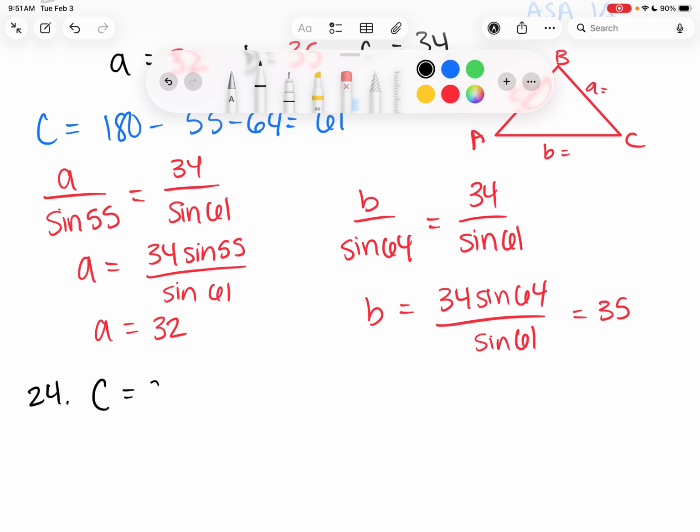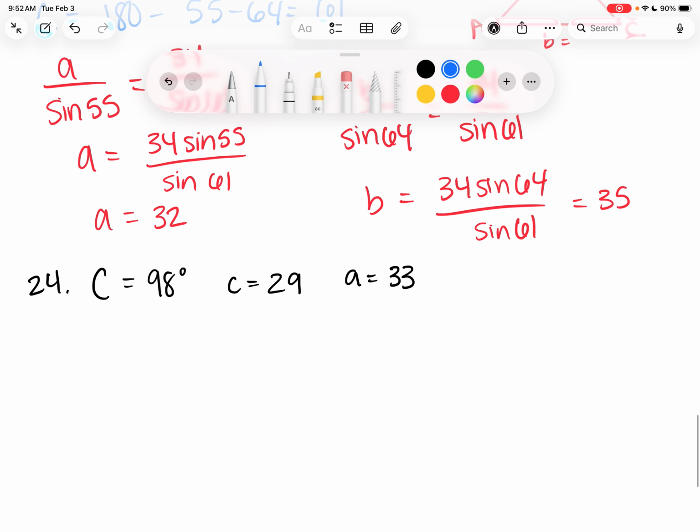Angle C is 98 degrees, side C is 29, and side A is 33. It is a side-side angle. So, one triangle? That's A is B. Wrong. It's no triangle, because C is the relevant side. Yes, C is the side that I'm actually looking at.